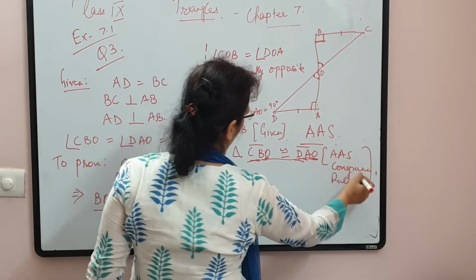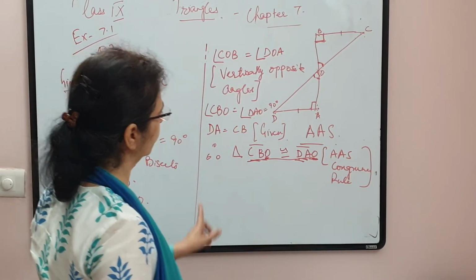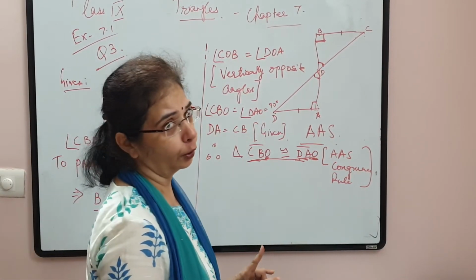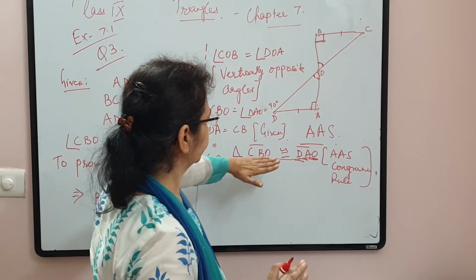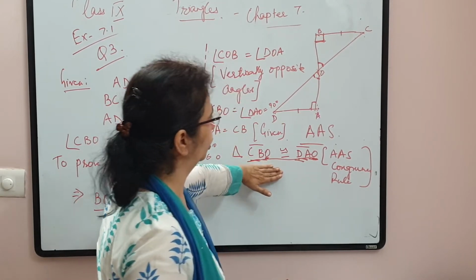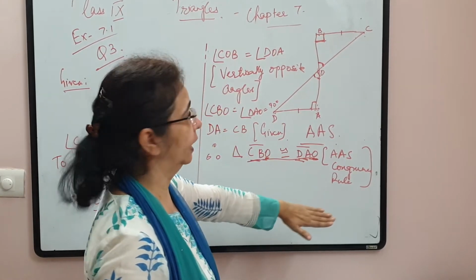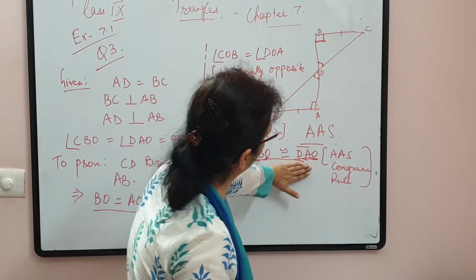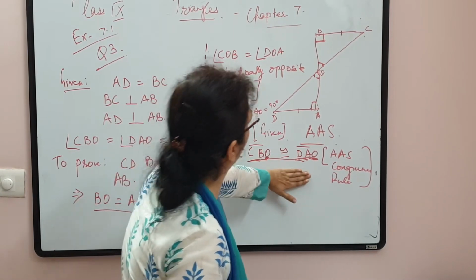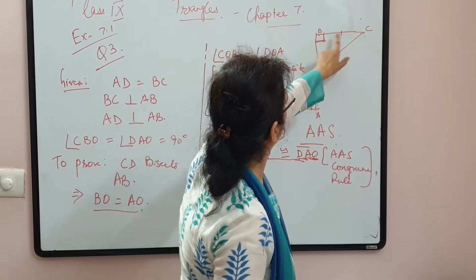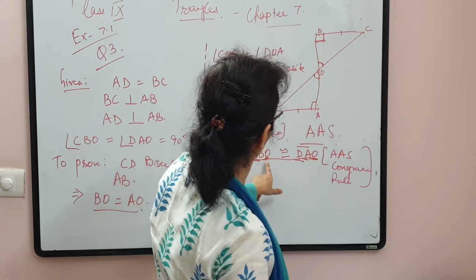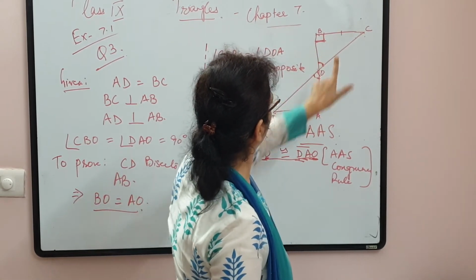Triangle CBO is congruent to triangle DAO. Why? Because of the AAS congruence rule. This, children, you should check when you are proving congruence of triangles, whether the sides which are given to you are reflecting in the same order. In CBO and DAO, you can check that CB is equal to DA. They are appearing in the same order. Angle O is equal to angle O, appearing in the same order.